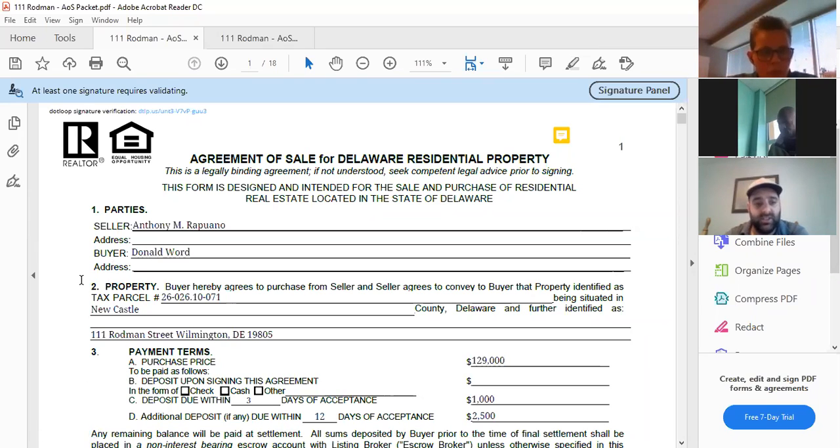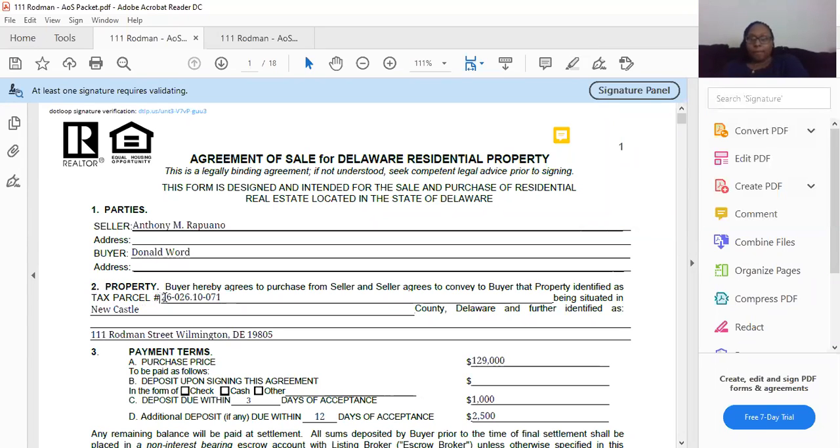All right, let's go into section number 2. Section 2 talks about the property. Section 1 was all about the parties to the contract. Section 2 is the property. So we have the tax ID, which is good. He has the county and the full property address. That's exactly what we want to see there.